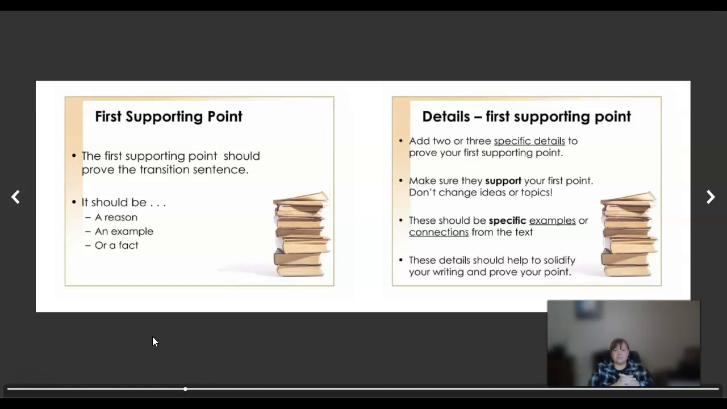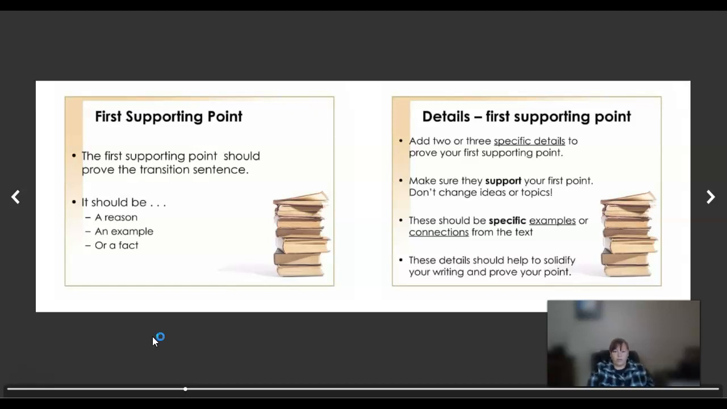And then details supporting the first supporting point. Add 2 or 3 specific details to prove your support for the supporting point. Make sure they support your first point. Don't change ideas or topics. These should be specific examples or connections from the text. These details should help you solidify your writing and prove your point.